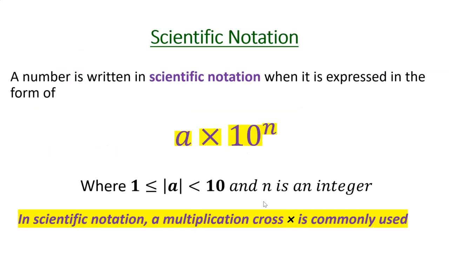A scientific notation in standard form can be written as a times 10 to the power n, where the absolute value of a must be greater than or equal to 1 and less than 10. n is an integer, which can be a positive number, a negative number, or zero. a can be positive or negative. That's why when we compare, we write a in absolute value, telling us that a has to be greater than or equal to 1 and less than 10. In scientific notation, a multiplication cross is commonly used.